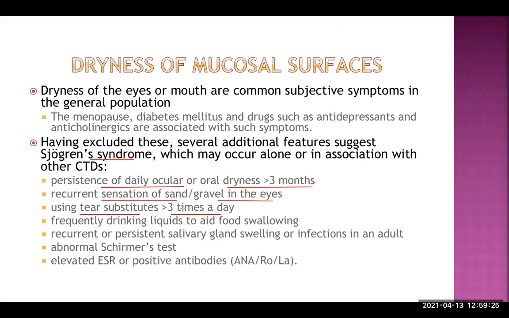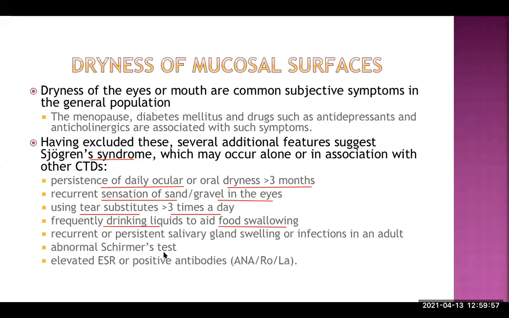It shows keratoconjunctivitis sicca. Frequently drinking liquid to aid food swallowing is another feature, because there is no secretion there. The mucous membranes are getting drier. Recurrent or persistent salivary gland swelling or infection in an adult. Salivary gland swelling, especially parotid gland swelling, is seen in Sjogren syndrome.